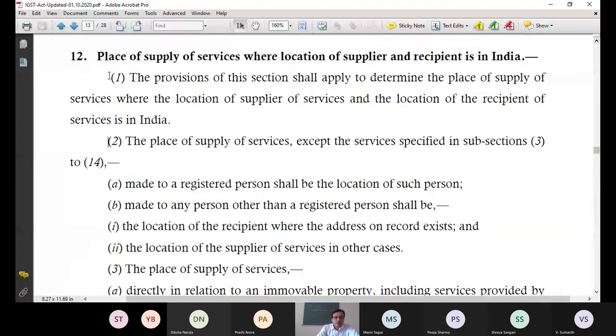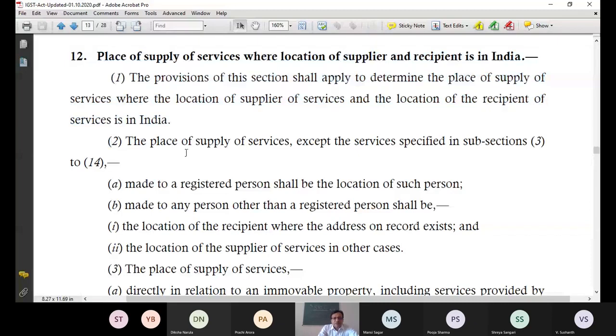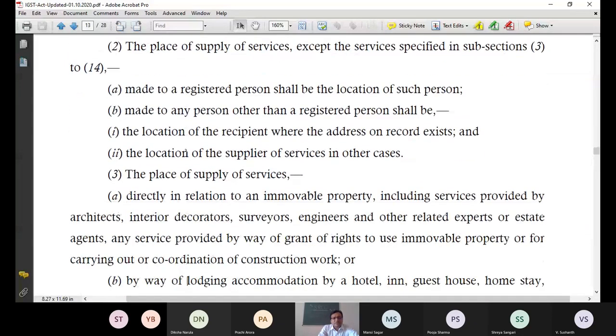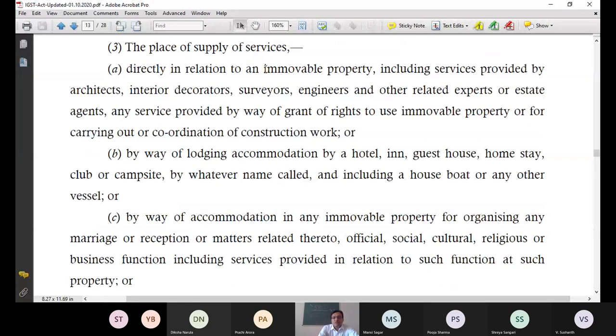Now this is my section 12 of the IGST Act, place of supply of service where location of supplier and recipient is in India. I have discussed subsection 1 in the last class where it simply tells you that you have to determine place of supply as per these provisions. That's it. So let me start from one, my first specific service. And that service is related to immovable property. Now what is that?